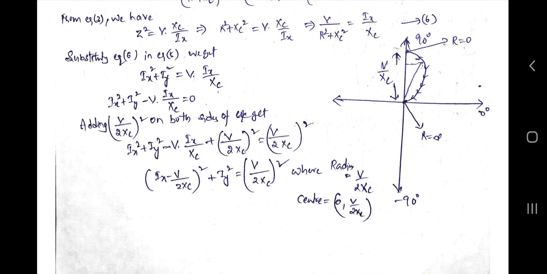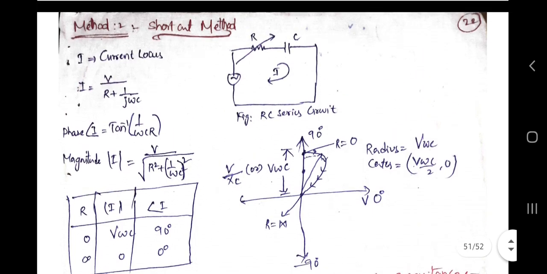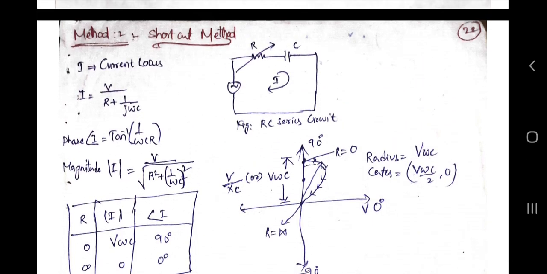This leads to a circle equation, x minus a whole square plus y minus b whole square equal to r square. So the center point of this is 0 comma V by 2Xc. This is the center on the xy axis. So you just have to draw the root locus like that, which is in the first quadrant itself. This is about the variation of the resistance with fixed capacitance. So that is method 1.